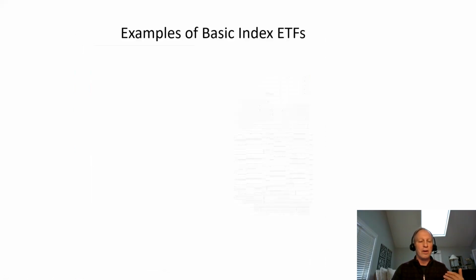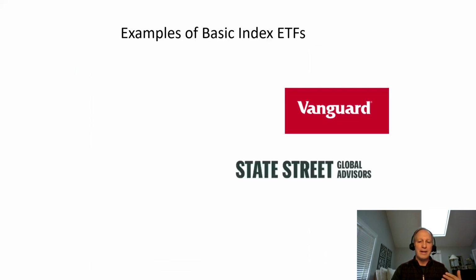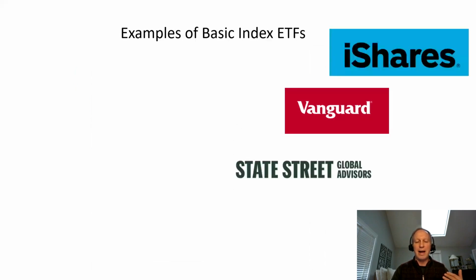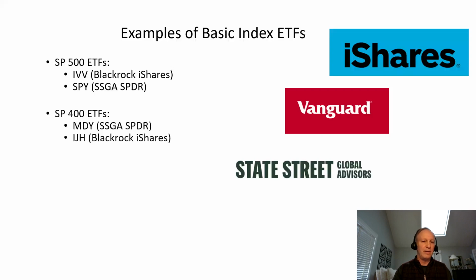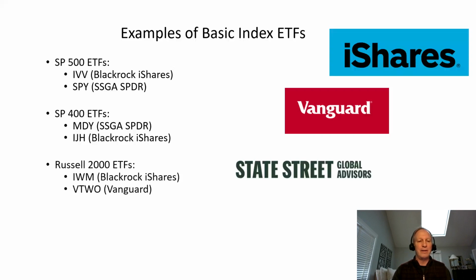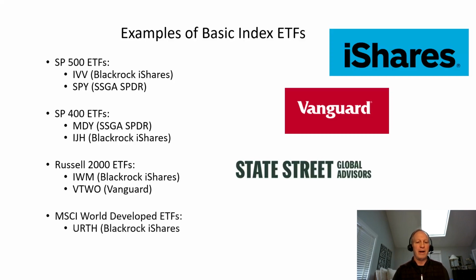Now, there are a lot of indexes out there from Vanguard, from S&P, from SSGA, from iShares, BlackRock, and other ETF providers like Invesco. There are tons of them out there that track different indexes. For the S&P 500, you can use IVV or SPY. Those holdings are out there. For the S&P 400, you can grab MDY or IJH from BlackRock. For the Russell 2000, you can use IWM or VTWO from Vanguard. For MSCI World, URTH from BlackRock. So there's all kinds of stuff out there. You can find this stuff. You have access to the weights. You just have to do a little bit of your own work behind the scenes, and then it's no problem.